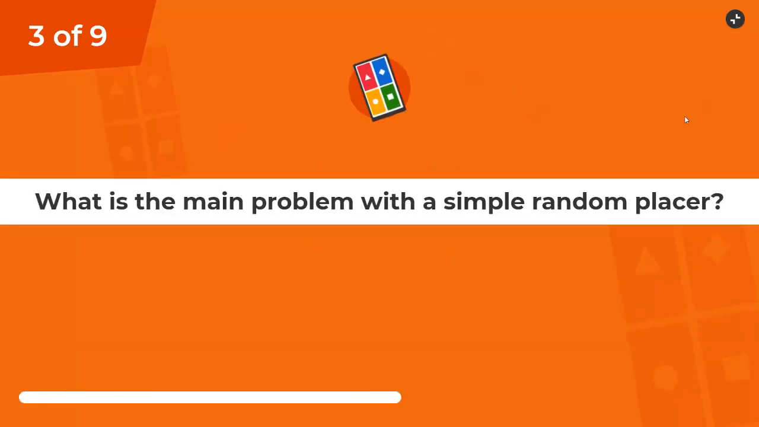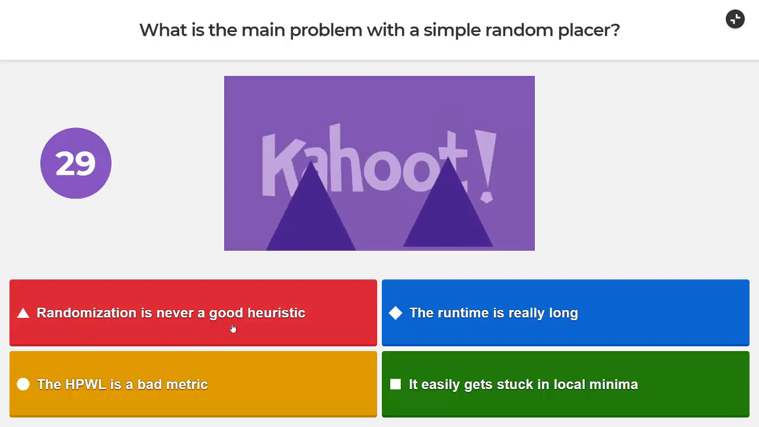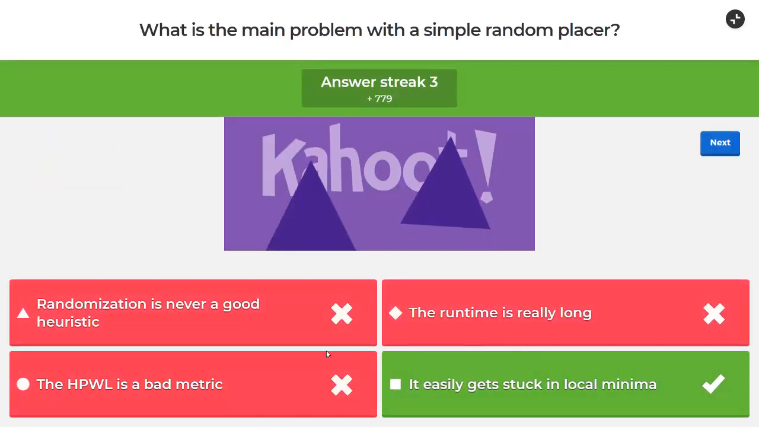Question number 3. What is the main problem with a simple random placer? Is it that randomization is never a good heuristic, that the runtime is really long, that HPWL is a bad metric, or that it easily gets stuck in local minima? And actually, I'm going to go for the 4th answer here. So the question is, is randomization never a good heuristic? And no, I don't think that's true.